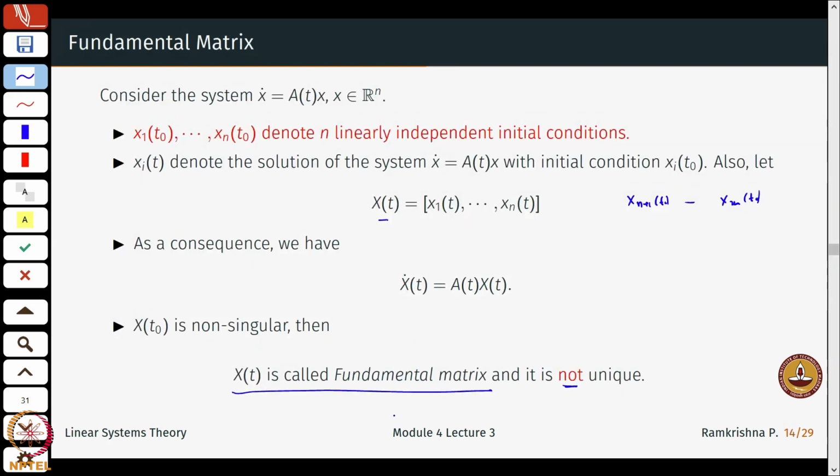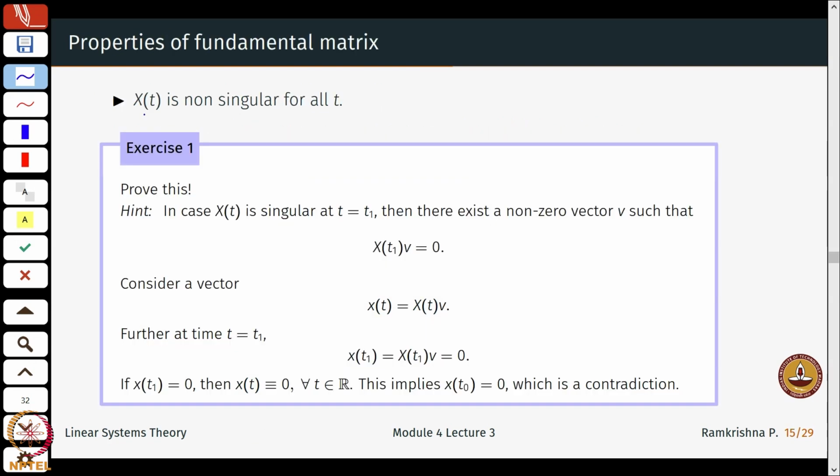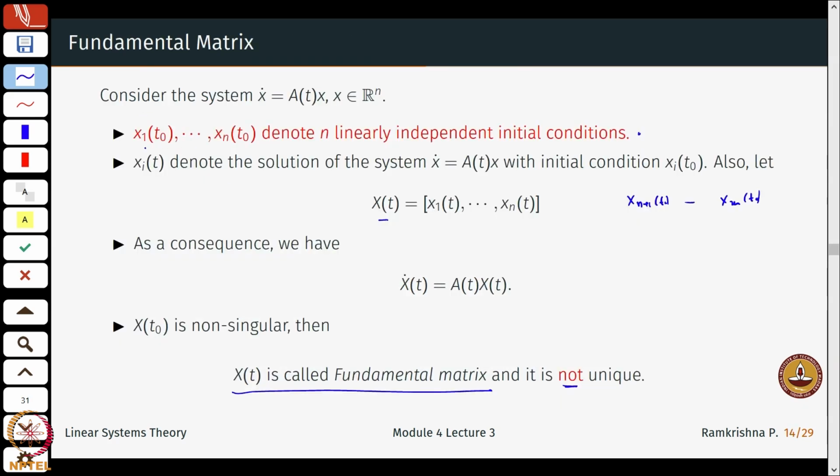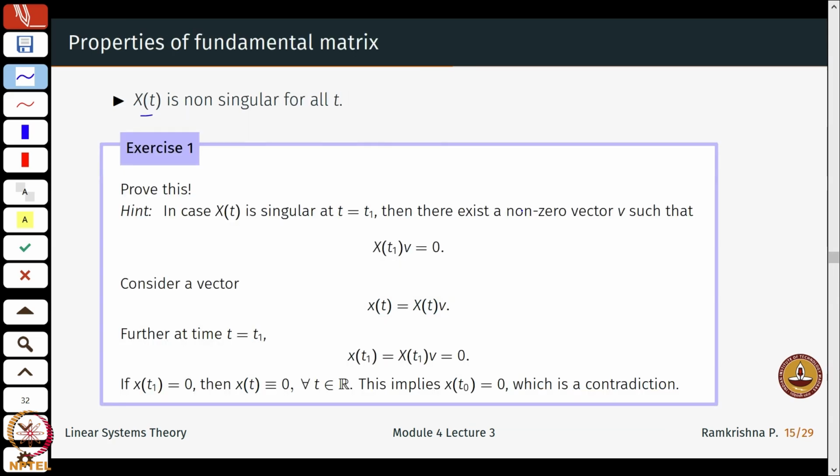So, the first thing, let us see why. If I start with linearly independent initial conditions, my claim is that X of t is non-singular for all t. The fundamental matrix is invertible, its determinant is non-zero, and so on. Even though the slide says prove this, I think I actually proved it here.